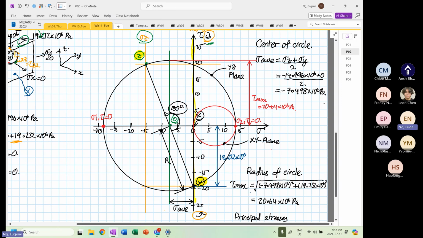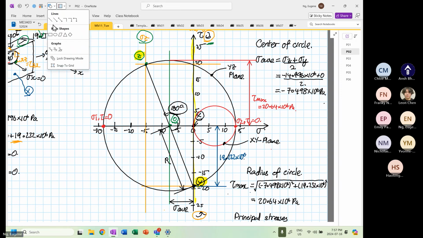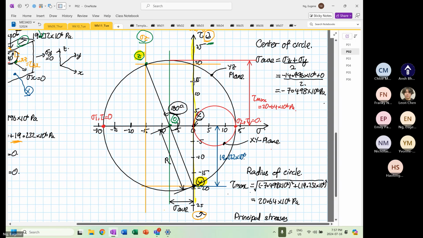Okay, and the last circle that I'm going to draw, again, this is a sketch. Okay, this belongs to the XZ plane.